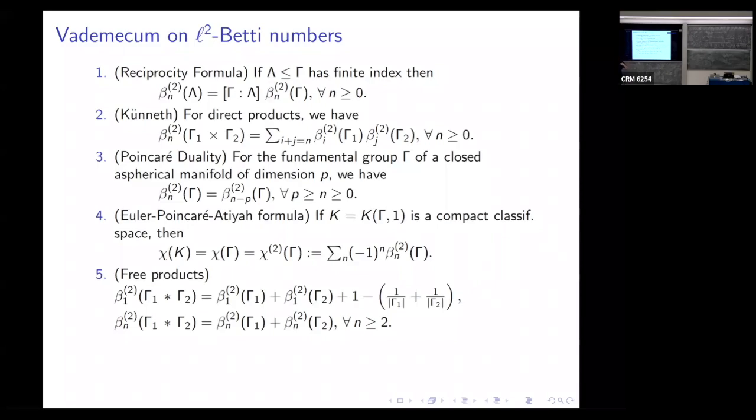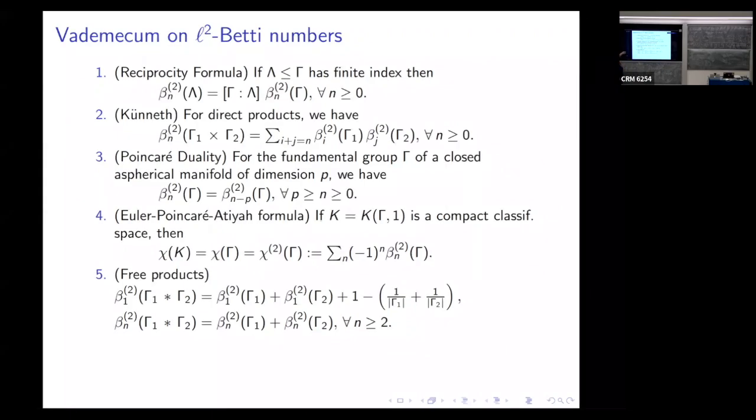This formula tells you that if you have a finite index subgroup, then the L2 Betti numbers are proportional. So this is wonderful news, that L2 Betti numbers are proportional when you take finite index. This is not at all true for usual Betti numbers. So in this sense, they are better.